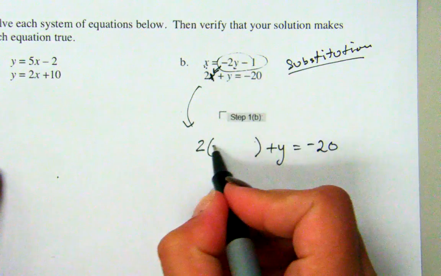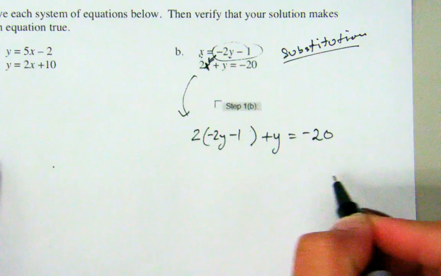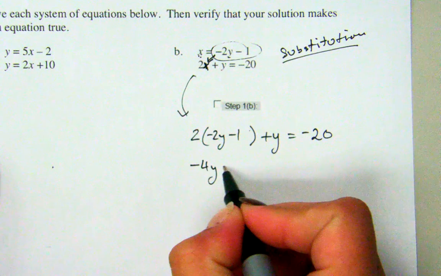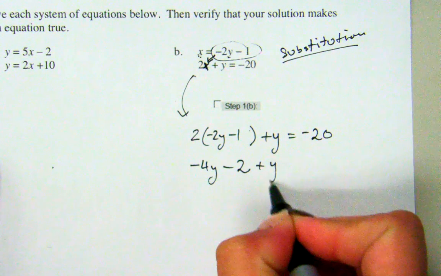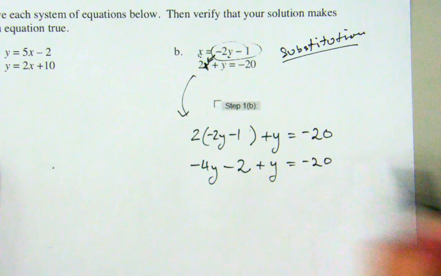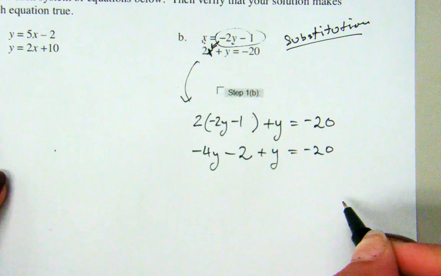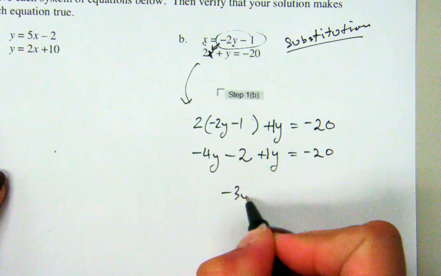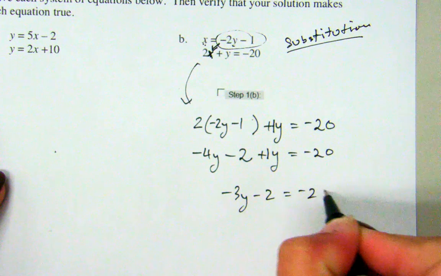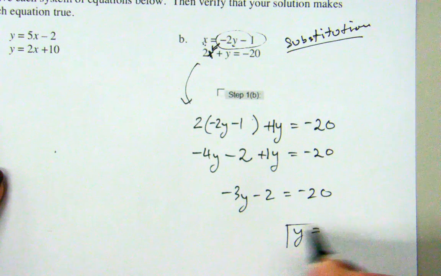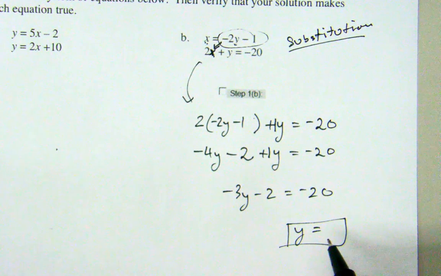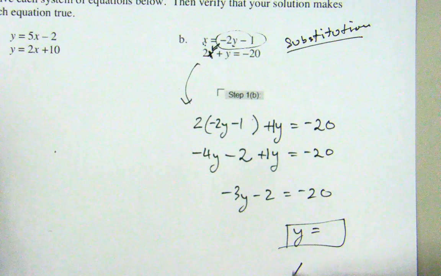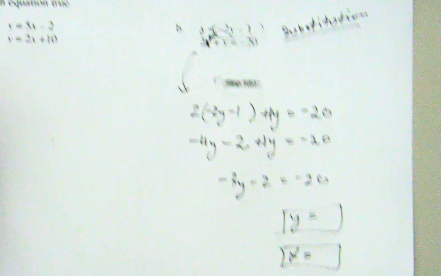So the value, -2y minus 1, goes inside the parentheses. Then I get -4y minus 2 plus y equals -20. And then pretty much just solve. Technically there's a 1y there, you can put that together: -3y minus 2 equals -20. And then solve for y, right? Get a value for y. Take it, plug it back in. I don't care which one you plug it back into, but get a value of x also. You need both of them.